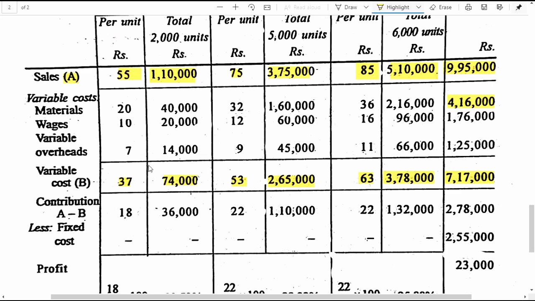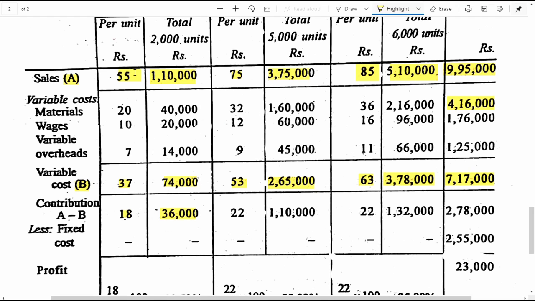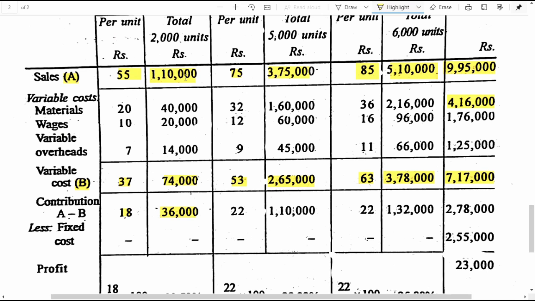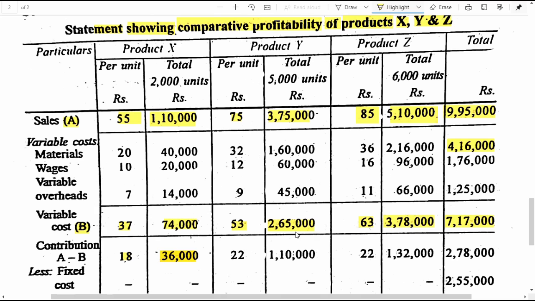Now from the sales, character A, if you subtract the variable cost, character B, for both the per unit column and the total column of all the three products, you get the contribution margin both for one unit as well as in total. Now for X, 55 rupees selling price minus variable cost per unit 37 gives 18 rupees contribution. The similar working is done for the total amount also. 1,10,000 total sales of X minus variable cost in total 74,000 gives the balance as contribution of 36,000. The similar working is done for products Y and Z as well.